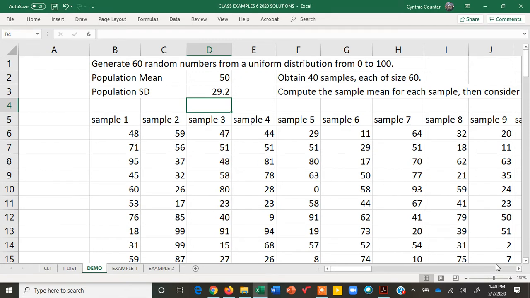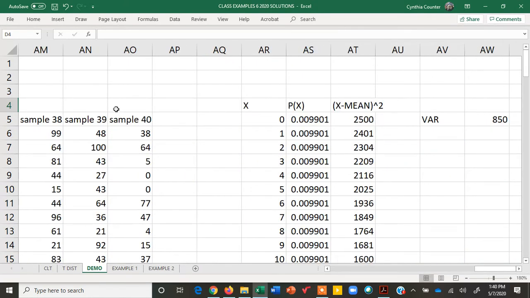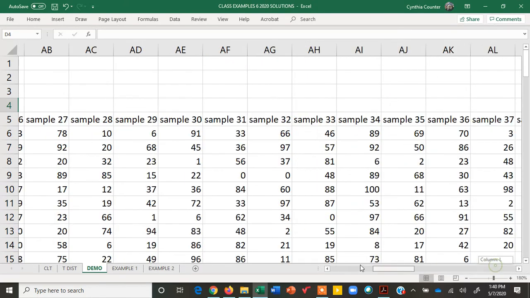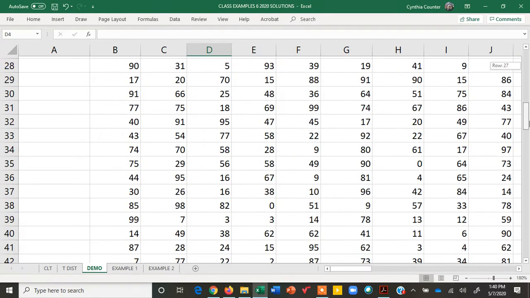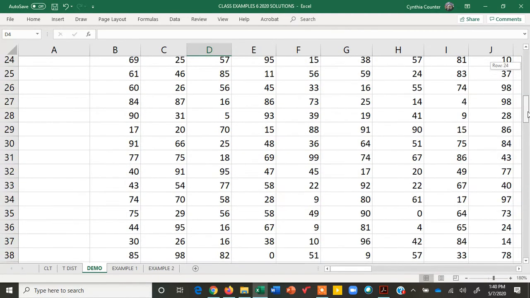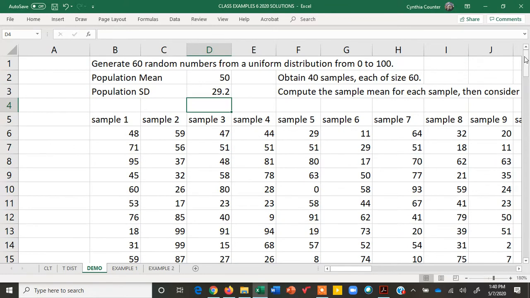So I have actually 40 different samples, right? Each of those samples is size 60. So 40 different samples, each of size 60. They're all the same size, and they're all drawn from the same population that has a mean of 50 and a standard deviation of 29.2.